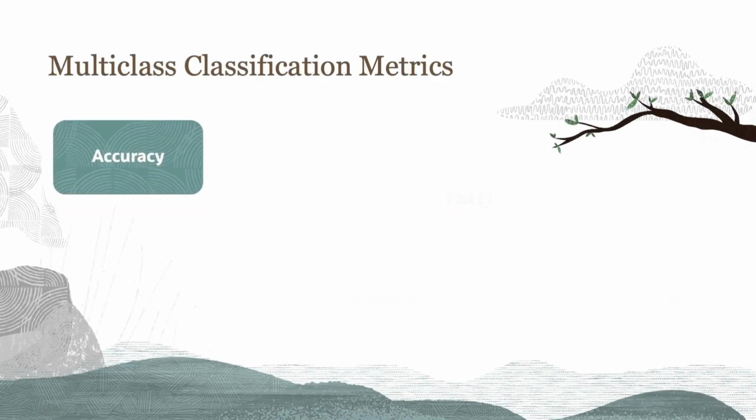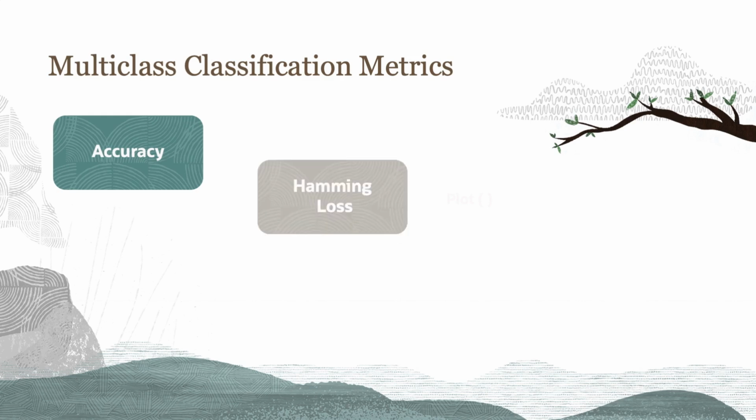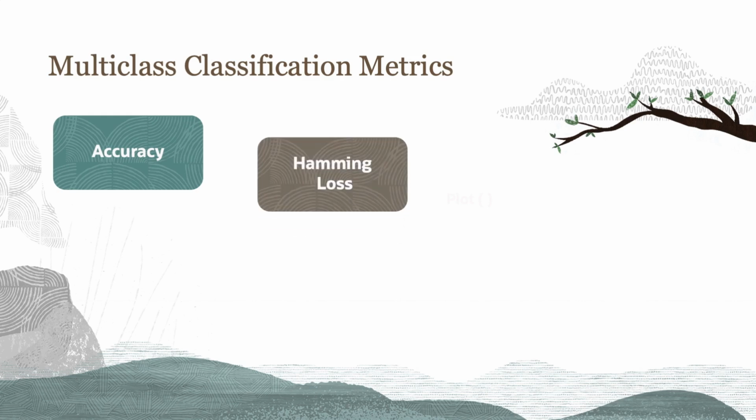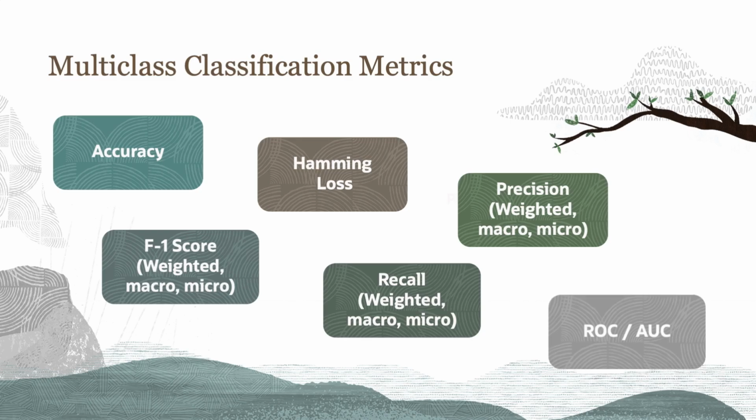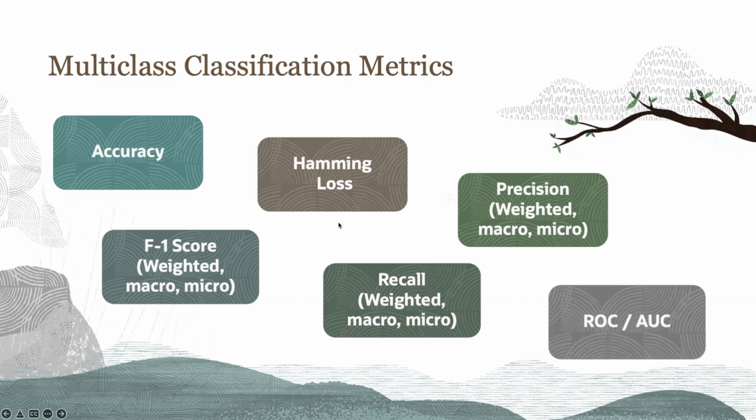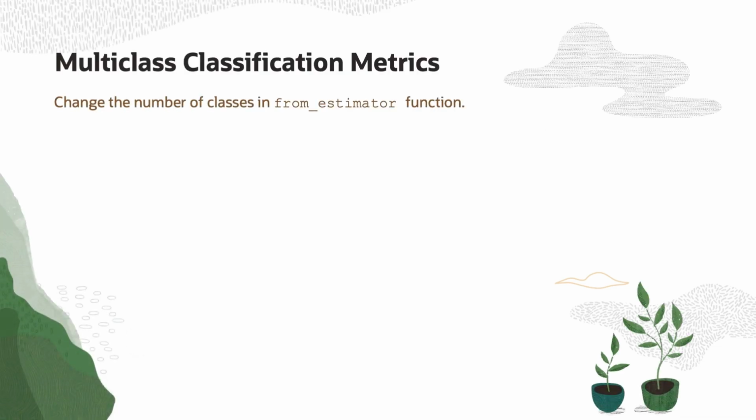Moving on to multi-class classification metrics, these are some of the prevailing metrics for evaluating a multi-class classification model provided in ADS. You can see here Hamming loss, F1 score, recall, ROC AUC. There are weighted, macro, and micro F1 scores. The same goes for precision and recall. Again, the metrics are very similar to those of binary classification.